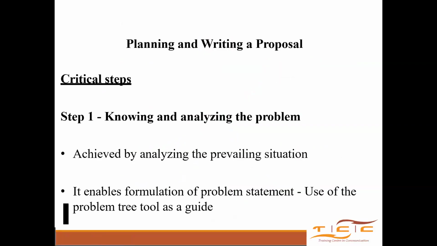So when planning and writing a proposal, what are the critical steps? I will not spend too much time in areas I already covered in the long introduction that I started with. So step 1 is knowing and analyzing the problem. We've talked about this. This is achieved by analyzing the prevailing situation. Within the field of aquaculture, for example, or clinical medicine, or clinical pharmacy, there is a specific area that is interesting to you. It could be interesting because of whatever you are seeing around you, or based on what you are reading, or just your interaction with people.